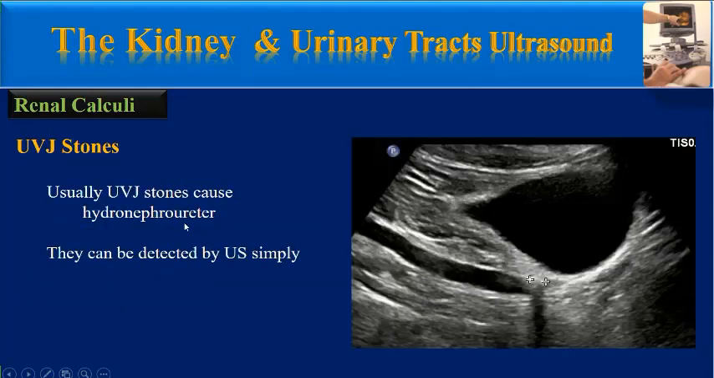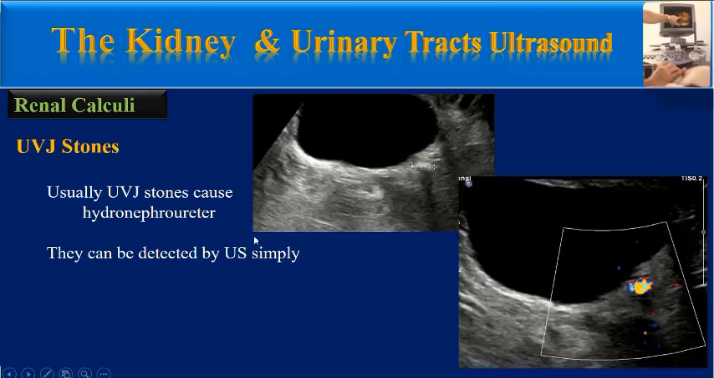Usually, UVJ stones cause hydronephroureter and can be seen simply by ultrasound, like this patient. This is hydroureter, this is the stone, and with acoustic shadowing. This is another example of a UVJ stone, a large UVJ stone with twinkling artifact in color Doppler study.